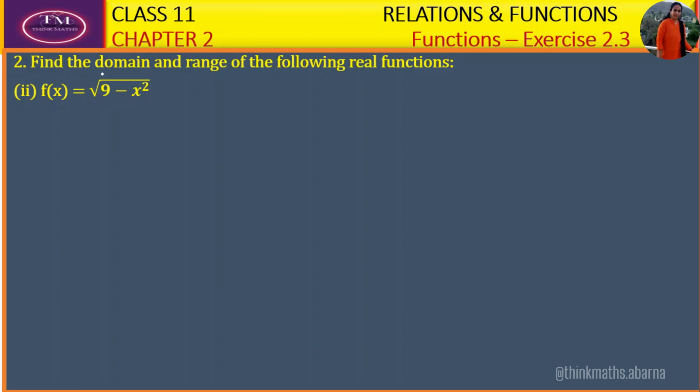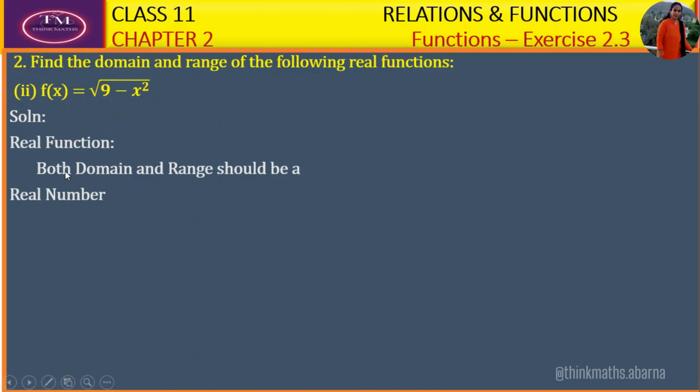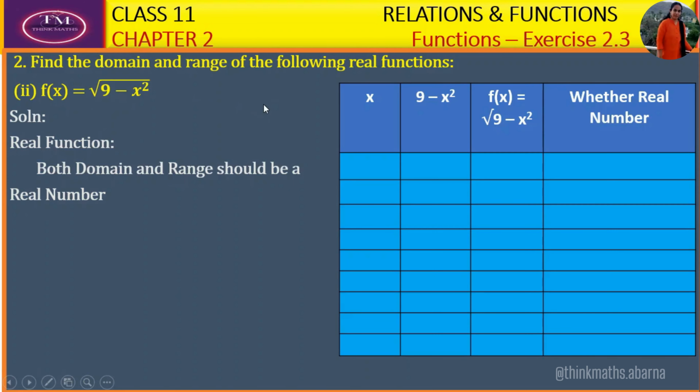Find the domain and range of the following real function. What is the function? f of x equals root of 9 minus x square. We all know from the previous question, a real function is nothing but both domain and range should be real numbers. So let us substitute some values for x and check whether f of x is real or not. We are going to substitute some negative and positive values. Let me take from minus 4: minus 4, minus 3, minus 2, minus 1, 0, 1, 2, 3, 4.